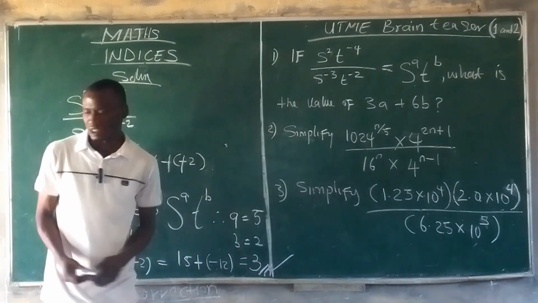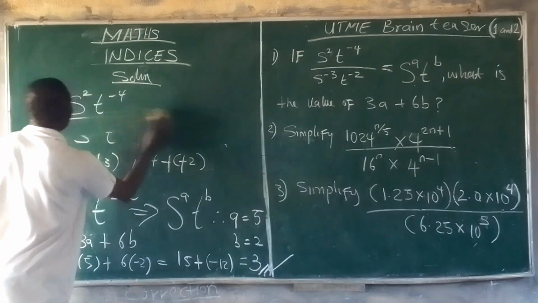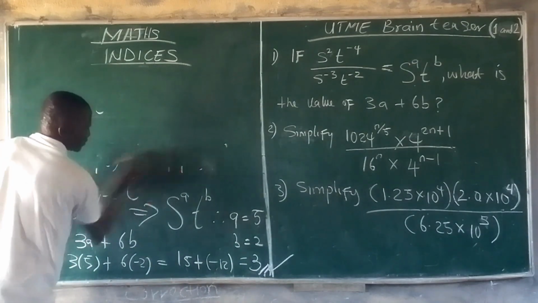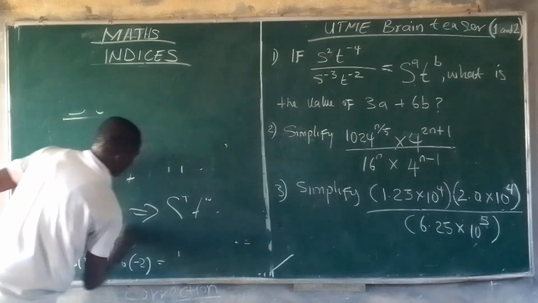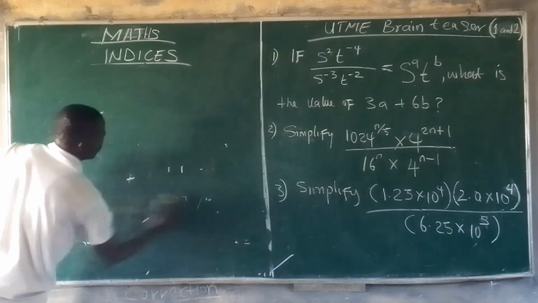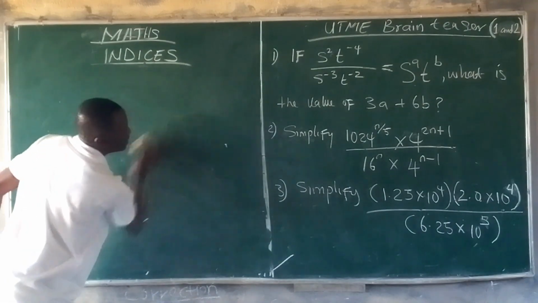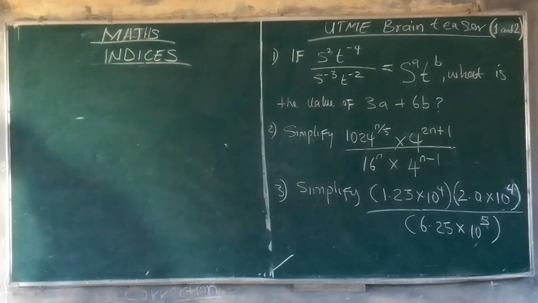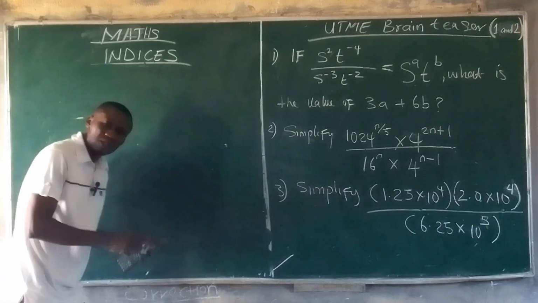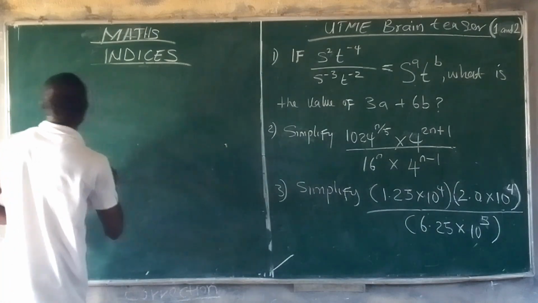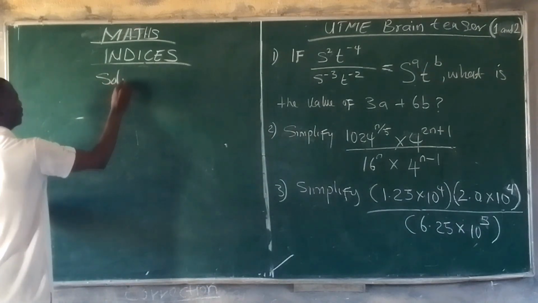So let's solve the next question. Alright, I can fill up the board now. For the next question, we're going to apply the law of indices also, the law of multiplication and division. That's what we're using there. So we have the solution.